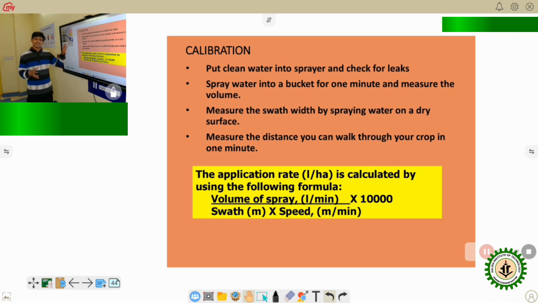From this data, we put it in this equation. This is a very effective equation that we generally use to calculate the application rate of a sprayer in liters per hectare. It is the volume of the sprayer in liters per minute divided by the swath in meters times the speed in meters per minute, times 10,000, because we are calculating for a hectare. From there we can easily find out the capacity of the sprayer.